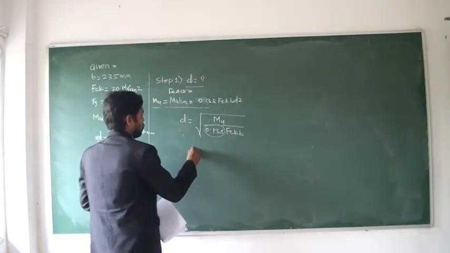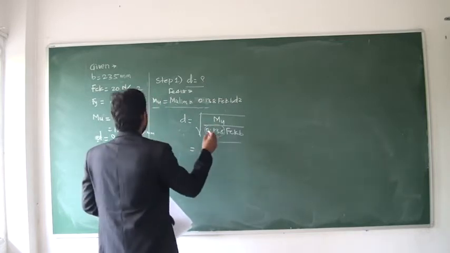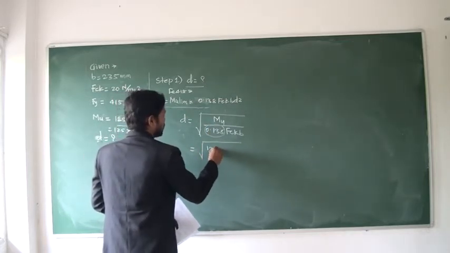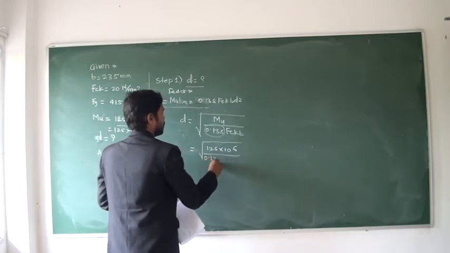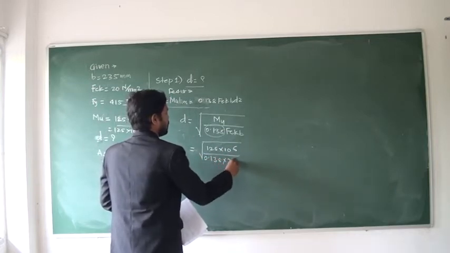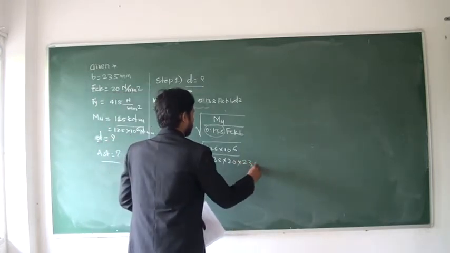Now substitute all the values over here. You will get the value of D. Mu is 125 into 10 raised to 6. Then 0.138 into FCK 20 and B is 235.